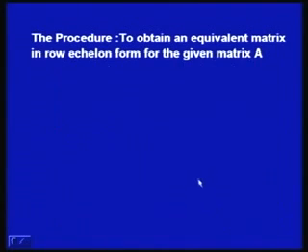Okay, now we'll describe a procedure to obtain an equivalent matrix in row echelon form for the given matrix. This particular form is very suitable for solving systems of equations. So first we'll describe a procedure through which we can reduce a given matrix to row echelon form, and then we'll see how the solution can be obtained easily.